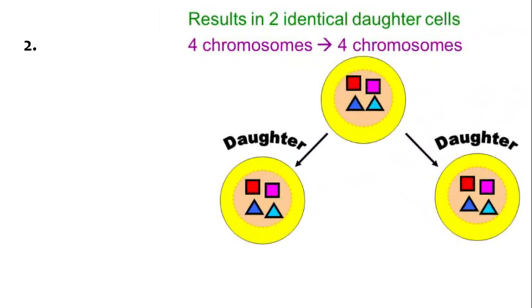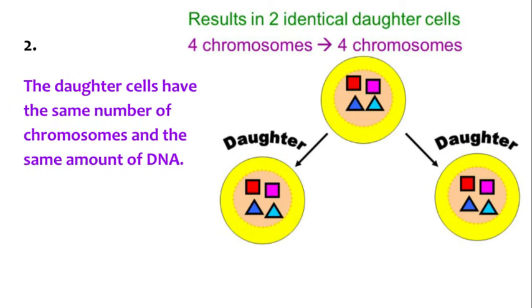All right, question 2. How do the daughter cells at the end of mitosis and cytokinesis compare? Well, they're going to be the same. You're going to have the same number of chromosomes and the same amount of DNA. That's why we replicate the DNA before this mitosis begins.